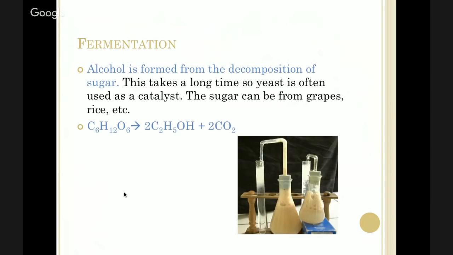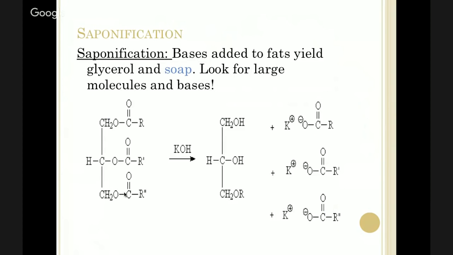Fermentation forms an alcohol. Again, the only thing you really need to memorize is that it forms an alcohol because table R shows you what an alcohol is, OH. This is the exact equation they use every single year. So they're showing you sugar breaking down into an alcohol and CO2. And then saponification, the only thing you need to know about it is it makes a soap.